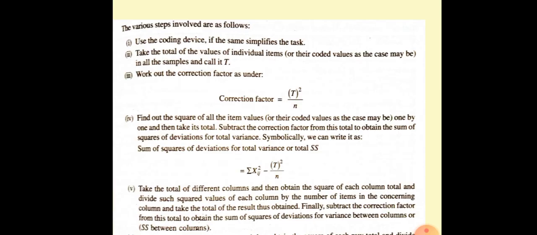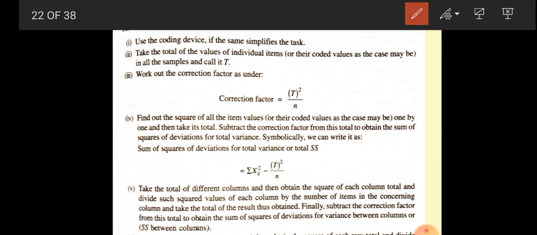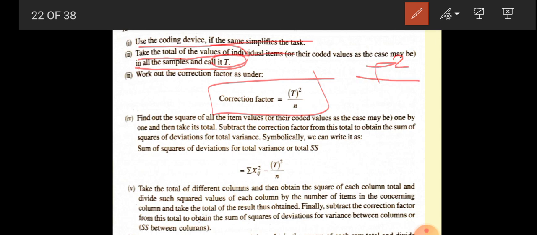Now next are the various steps to find out two-way ANOVA. This is very important: use the coding device of the simple. First, take the total of the values of individual items in all the samples and call it T. Now we have to work out the correction factor also. The correction factor is T square by N. This formula is very important.